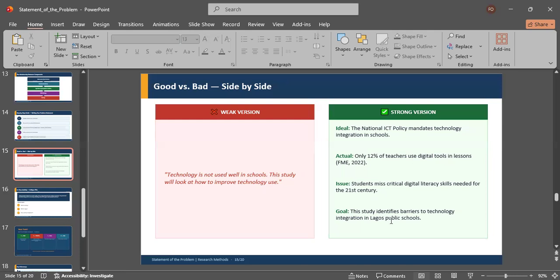Now, goal: the study identifies barriers to technology integration in Lagos public schools. So that is a framework following the ISIG model. In our classwork, which I'm preparing our minds for right now, we're going to write a statement of the problem of 4 paragraphs, following this model. So let's keep that at the back of our minds.